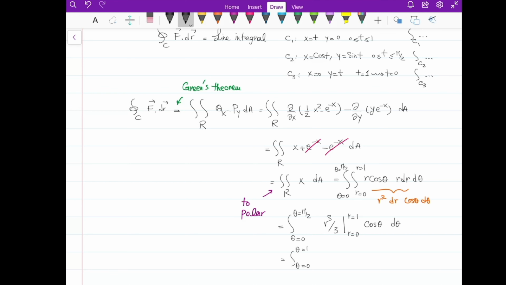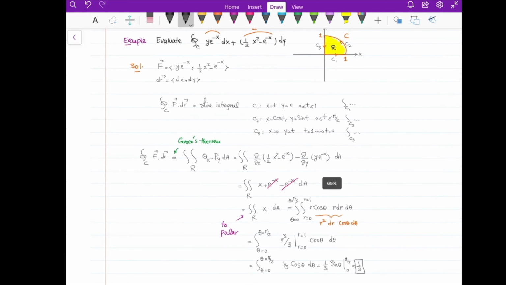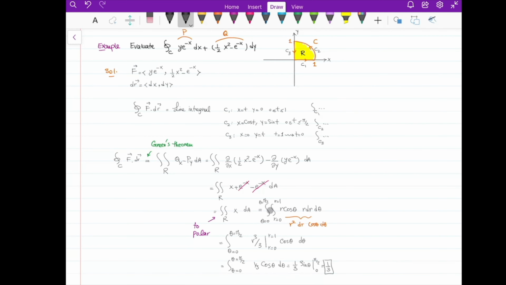So I'm gonna keep writing the outer integral. Plug in 1, 1/3, plug in 0, it would be 0, and then the integral of cosine theta d theta. The integral of cosine is sine of theta from 0 to pi over 2. So sine of pi over 2 is 1, sine of 0 is 0. So I just get 1/3 times 1. So that's the answer for this example using Greens theorem, not the line integral.